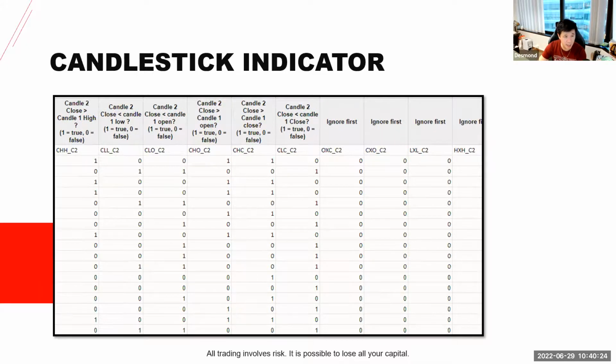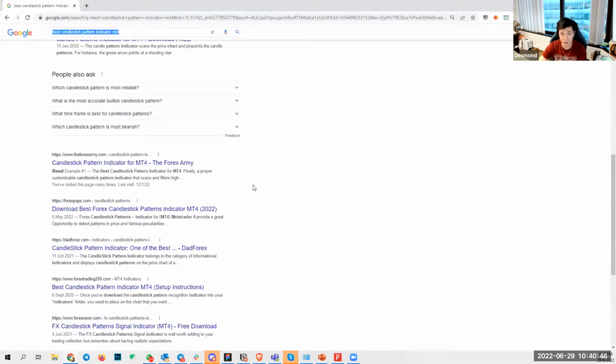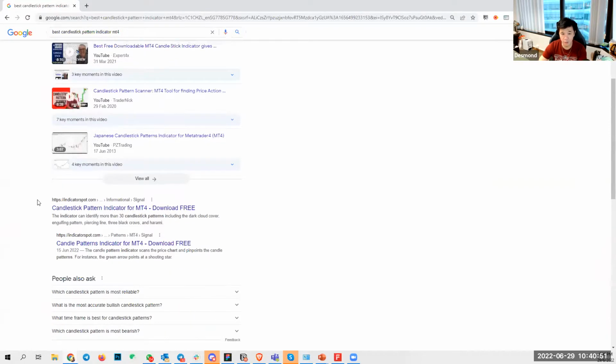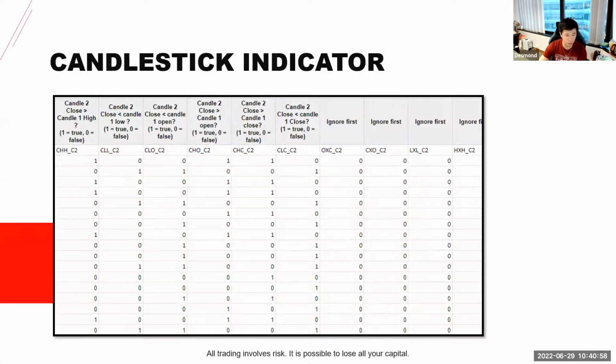And an interesting thing is that you can search for best candlestick pattern indicator MT4. There we go. Even if you search for best candlestick pattern indicator MT4, you can see we're up here among the top few results, the candlestick pattern indicator we created. A very, very strong candlestick pattern indicator, which I'll be showing you.